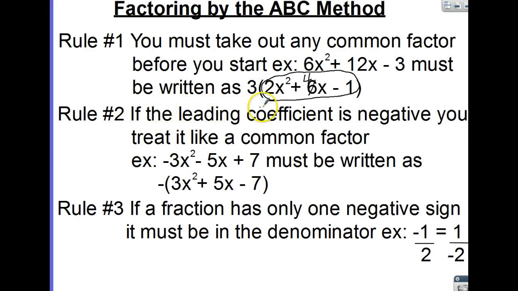Rule number 2. If the leading coefficient is negative, you treat it like a common factor. So if we had a trinomial that started with negative anything, then we want to take that sign out. So to factor out a negative, all you do is put what you had in parentheses, change all the signs, and have a negative out front. Remember, when you multiply by a negative, the signs change, so when you factor a negative out, they have to change back. And the third thing is that if a fraction has only one negative sign, like we said to start with, we want that negative to be in the bottom. So these are things that we need to follow as we go through here.